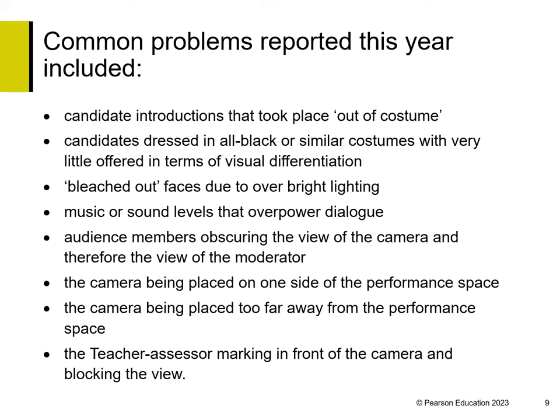Music and sound levels overpowering dialogue, audience members obscuring the view of the camera. That happens such a lot. The camera's perhaps put halfway back down an aisle because you've got the whole piece in and you've set that up. Your audience then come in and suddenly you've got a sea of heads. So the bottom third of the screen that the moderator is looking at in order to support the marks that you've awarded, a great deal of the action is missed. Camera being placed at one side of the performance space very, very rarely works. Similarly, too far away. And quite often you might sit at an exam desk almost as if it's your component two performance, but you're sat right in front of the camera and blocking the view.